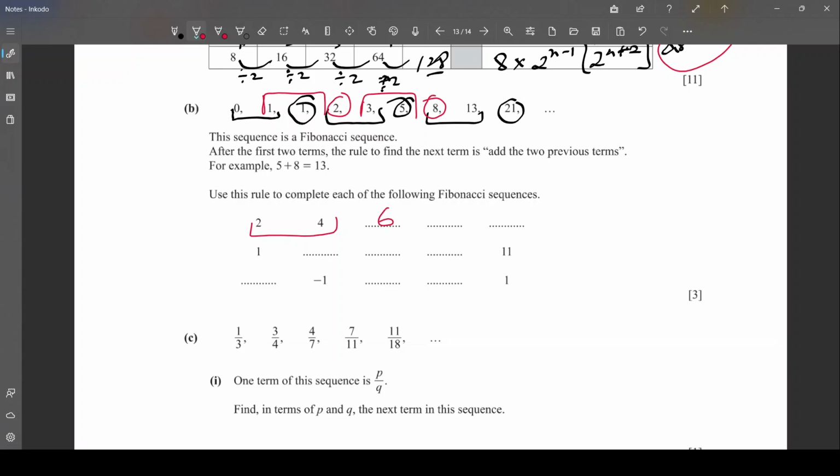4 plus 2 should be equal to 6. 6 plus 4 should be equal to 10. 10 plus 6 should be equal to 16, right? So this is how it follows, the Fibonacci sequence. Then you should reach 11 over here. The number is 1 over here.